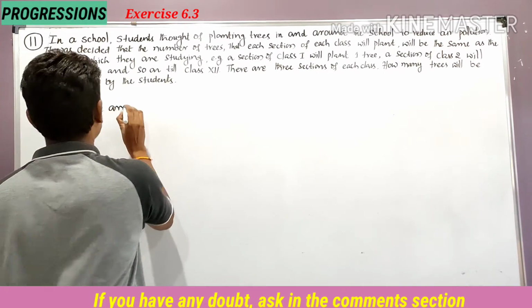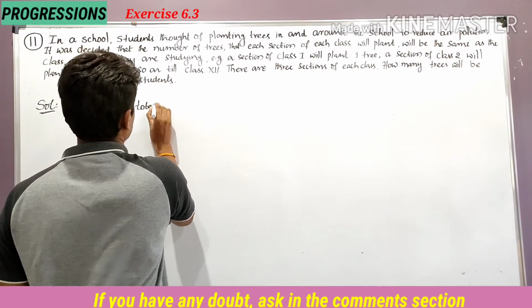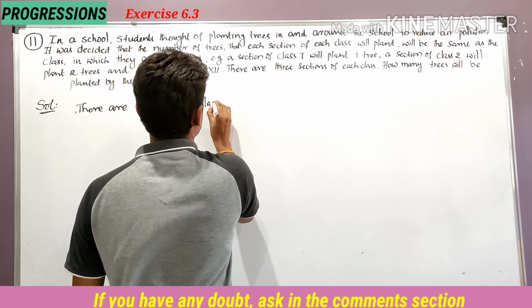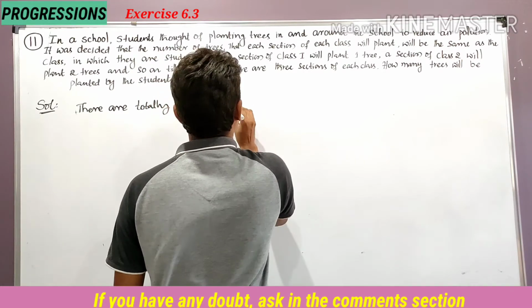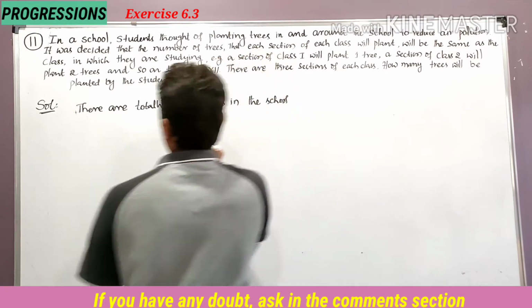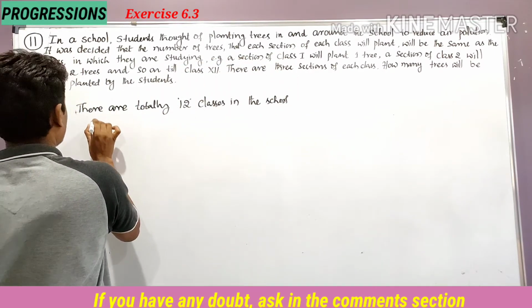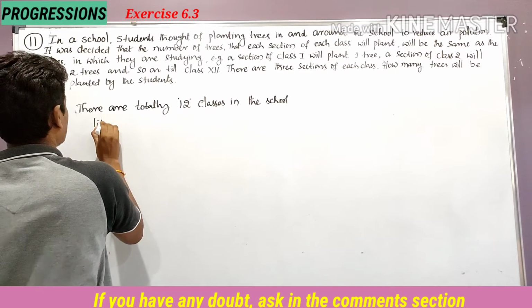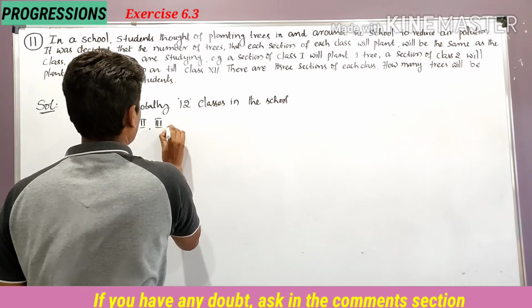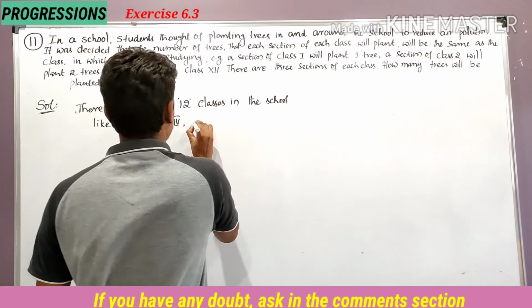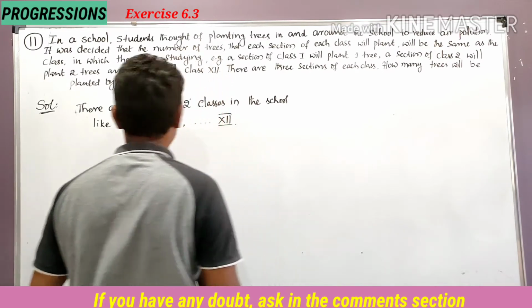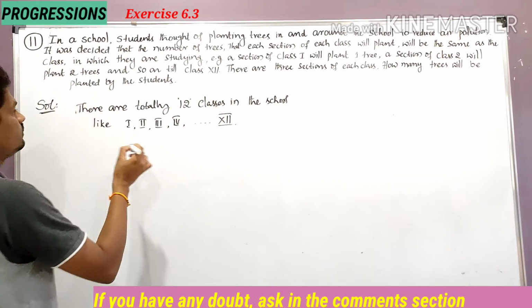There are 12 classes in the school, like 1, 2, 3, 4 and so on up to 12. So the list of plants planted by each class.